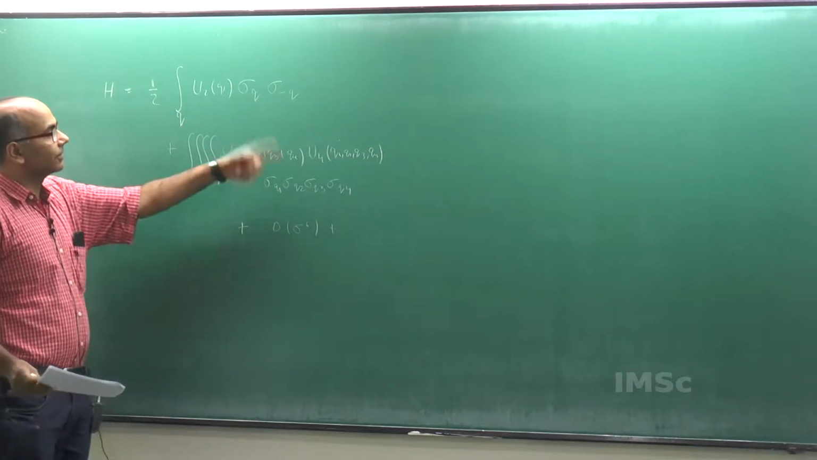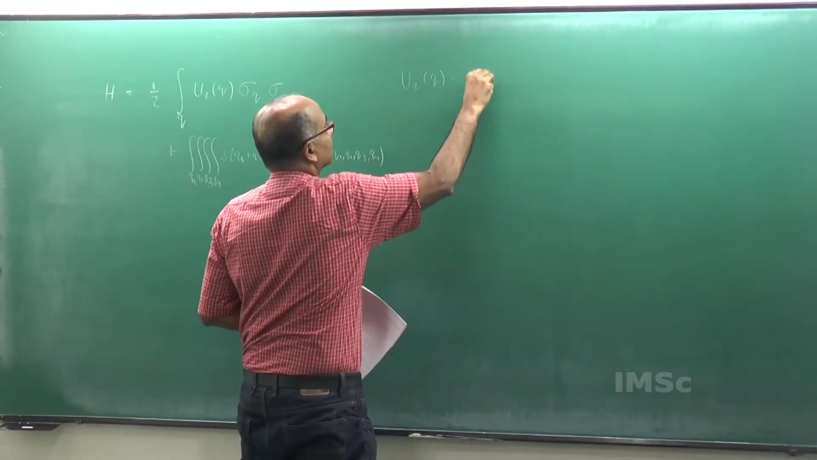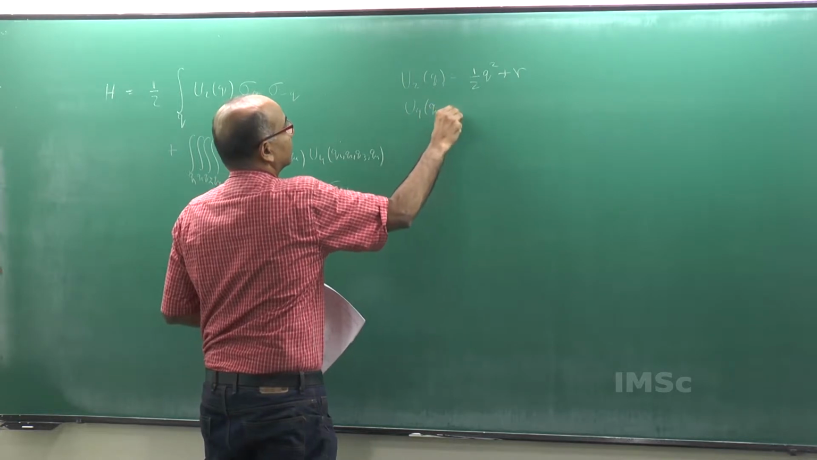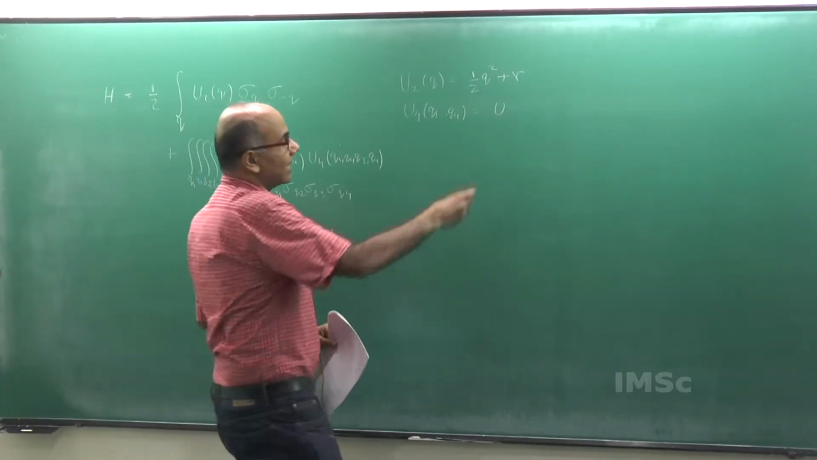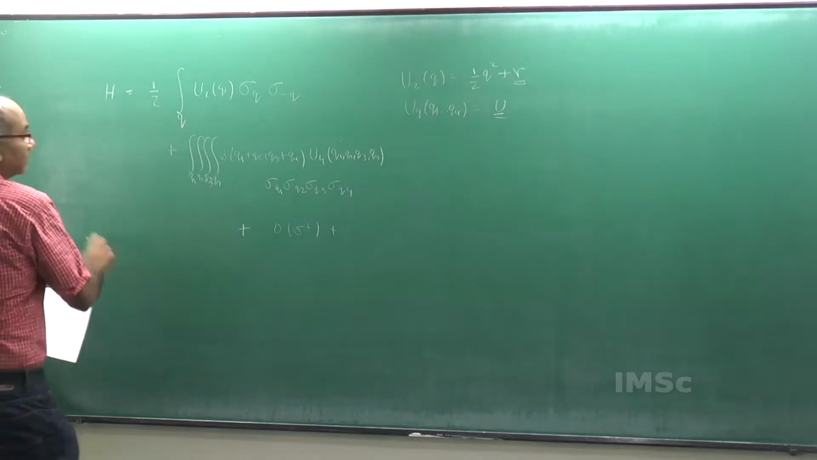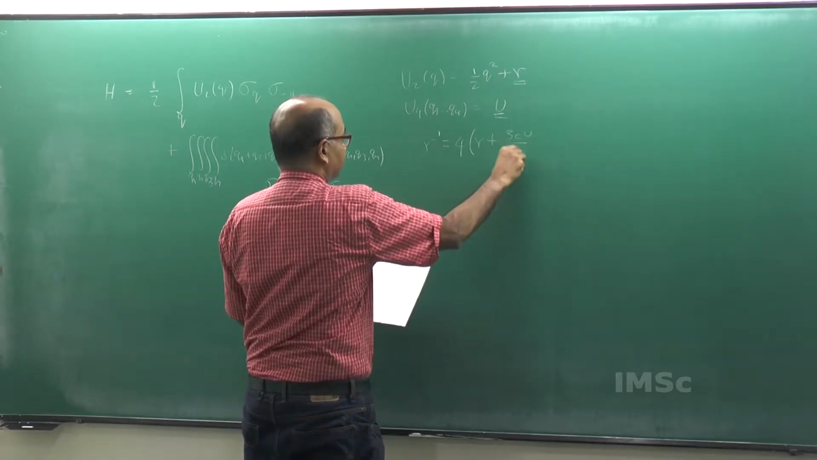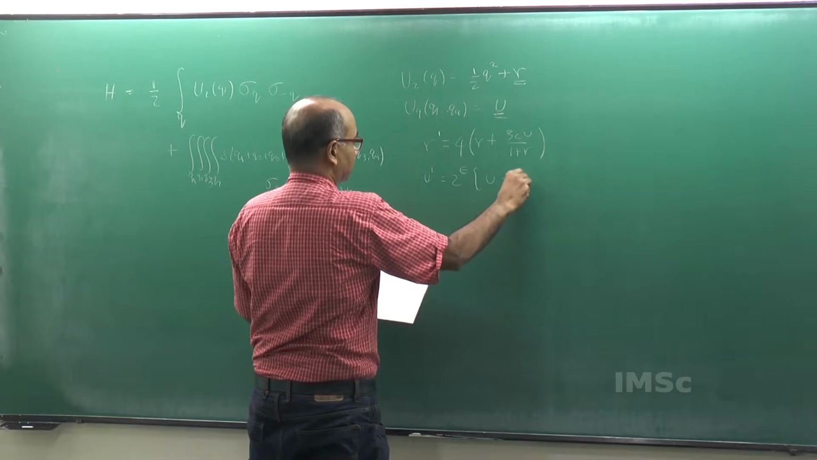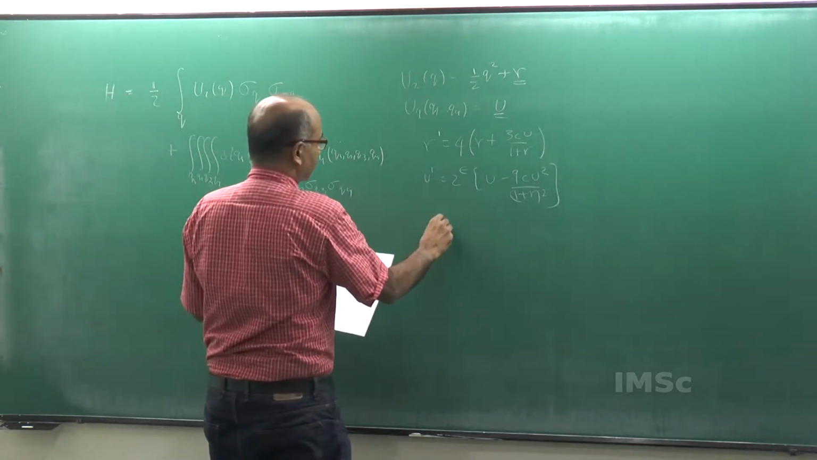a very special case of this, namely where u2q was just half q squared plus r, and this u4 was just u, a constant. So our Hamiltonian had two parameters, r and u, and we wrote down a recursion relation for that, which I will just summarize here. And u prime. I remind you that we also got a fixed point.